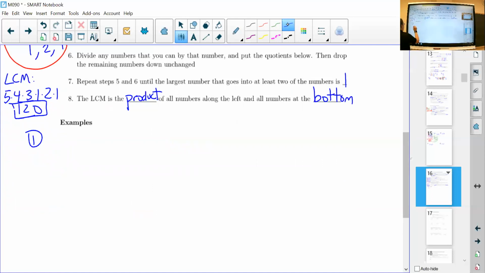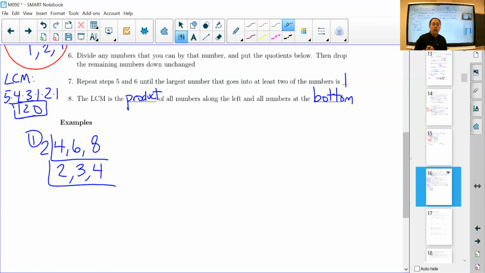Example 1, we've got 4, 6, and 8. What goes into all of those? Well, 2 does. 2 into 4 twice, into 6 3 times, into 8 4 times. What goes into all of those? Nothing besides 1.